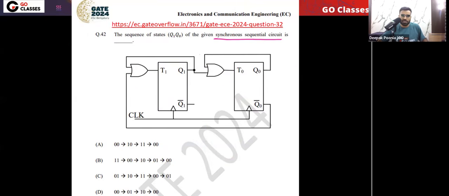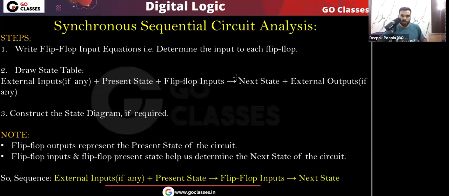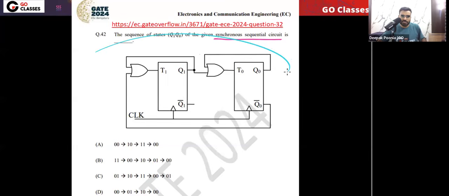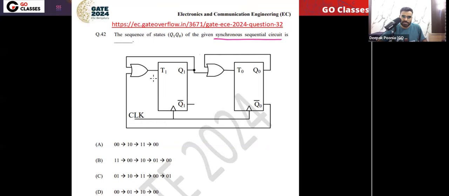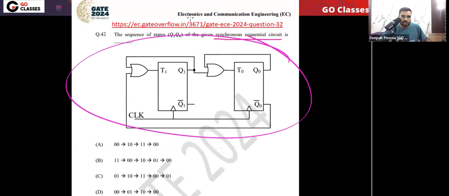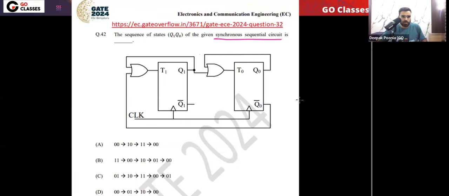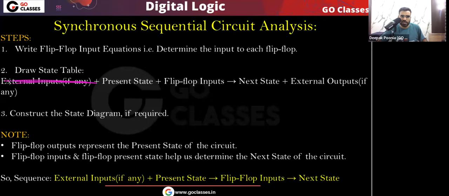Let's solve it. Because this is a synchronous sequential circuit, we already know how to do the analysis of a synchronous sequential circuit. Step number 1 is that we will write the flip flop input equations. Then step number 2, we will draw the state table. Now notice one thing. In this circuit, you can see there is no external input and there is no external output. We have only flip flop inputs and flip flop outputs. But you can notice that we don't have any external input and there is no external output.